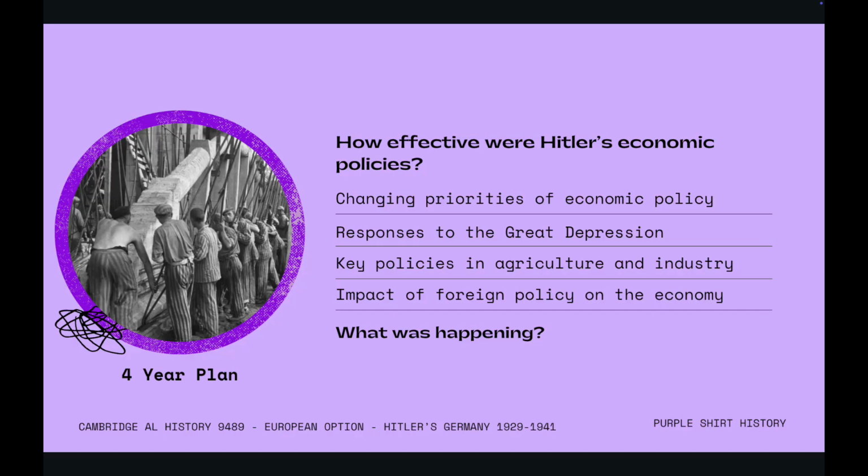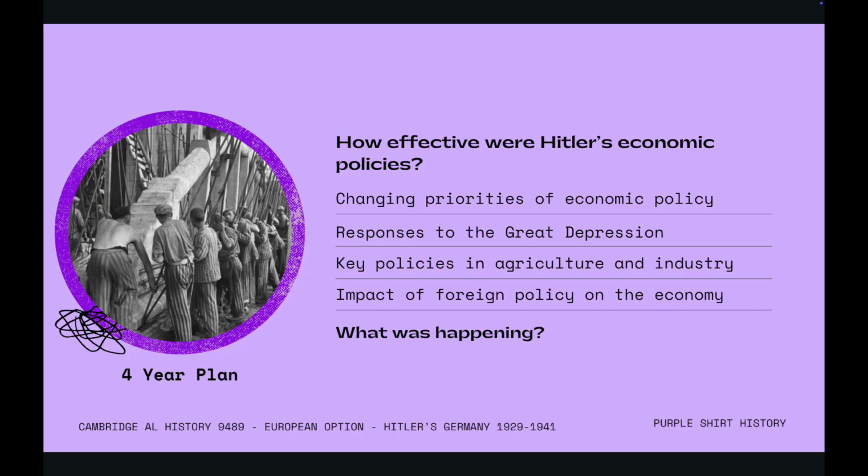Key policies in agriculture and industry. Like we said, autarky is the goal, so they needed to make enough food to feed themselves. That was a key component of the war strategy. Blood and soil kind of calls for raising agricultural output, some support for small farmers. But if you look at all the money that was distributed to agriculture and industry, the gigantic corporations in Germany really received the lion's share.